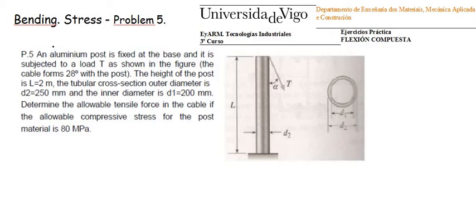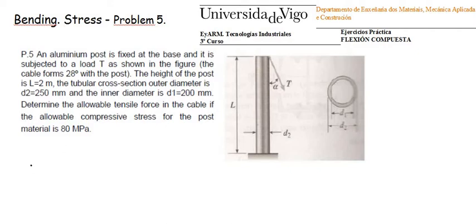The statement of problem 5 is the following. An aluminum post is fixed at the base and is subjected to a load T, a force T, as shown in the picture. We have an angle alpha equal to 28 degrees, and the height of the post is 2 meters with a tubular cross-section. The question is to determine the allowable tensile force in the cable if the maximum allowable compressive stress in the material is 80 megapascal.